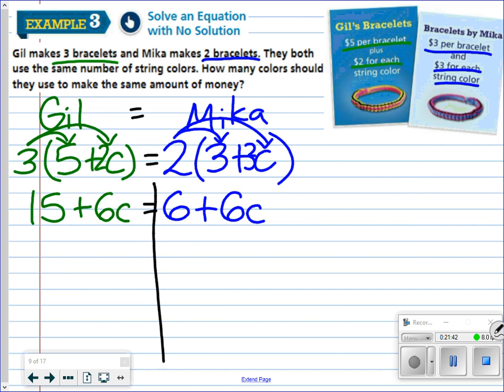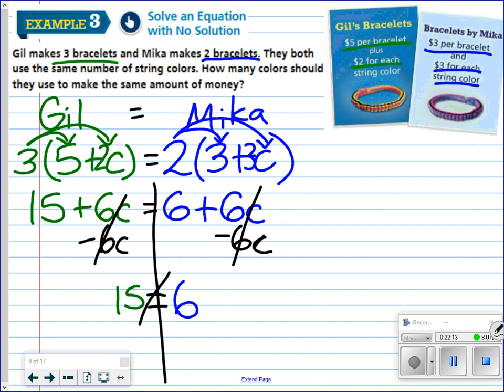Next, I want to solve this equation. If we look, 6C and 6C are equal to one another. So I'm just going to subtract 6C, and those both cancel to 0, right? Is 15 equal to 6? No. There's nothing else I can do with this equation. We know that 15 is not equal to 6. That's not the same number.